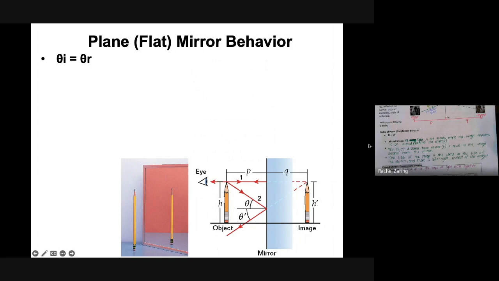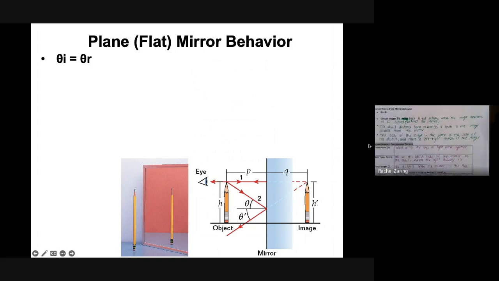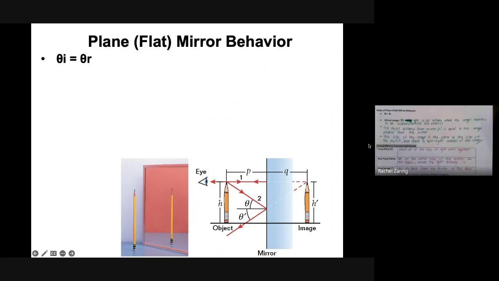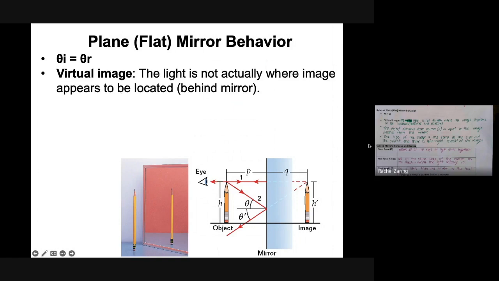What you should have learned from your plane mirrors lab is that the angle of incidence is always equal to the angle of reflection. So you should see very common values between the normal and each of those rays that you draw. A new vocabulary word that you've heard us use in class thus far is virtual image. This is the image that is created behind the mirror. It's not actually there. The pencil is not actually behind the mirror, but it is where the light appears to be located.